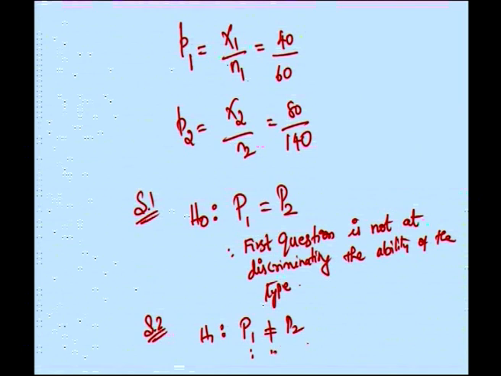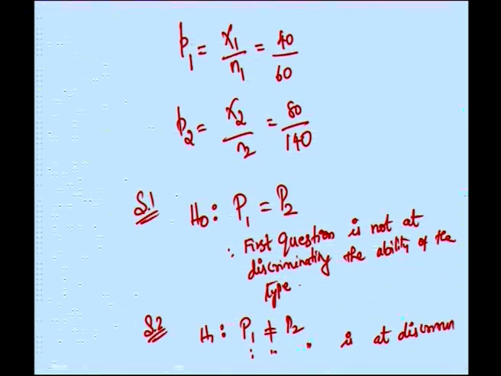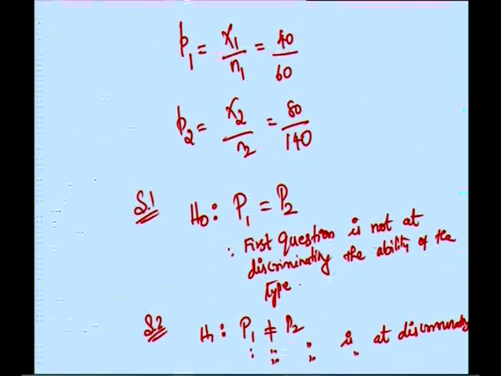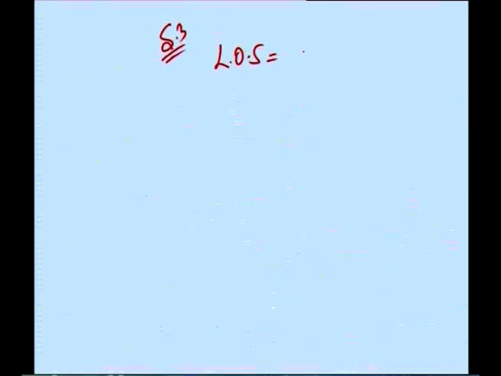So, you just have to repeat: the first question is good at discriminating the ability of the type. Okay. Then step 3 is fixing up the level of significance. The level of significance fixed is 5%, and next, step 4 is the calculation part.